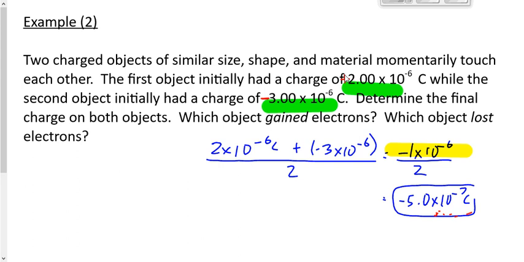The one that was negative 3 times 10 to the minus 6 became negative 5 times 10 to the minus 7. It became less negative, right? The exponent is smaller. So it was negative, it became less negative. So therefore, it must have given away or lost electrons. So if you become more negative, you gain electrons. If you become less negative, you lose electrons.